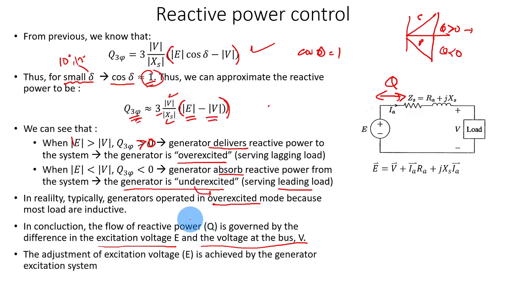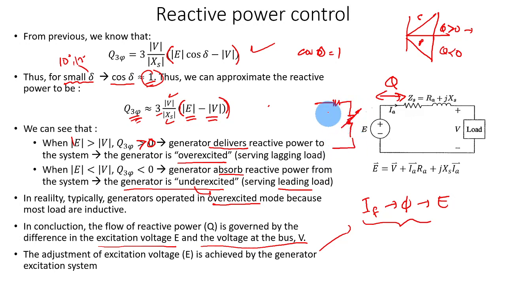Just a few notes: the adjustment of excitation voltage E is achieved by the generator excitation system. What is the generator excitation system? It is where you control the field current, which controls the flux, and the flux controls the generator voltage. Remember there's a circuit where you have a field current, a resistor, and another adjustable resistor. The field current flowing here generates a voltage that induces this E voltage. This system is the excitation system.